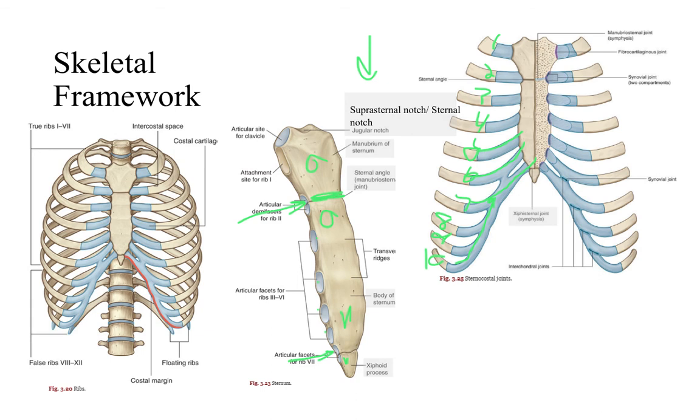And why they're called false ribs instead of true ribs, which are for the first 7. The first 7 are true ribs because they're directly attached to the sternum through their own cartilage, and since 8, 9, and 10 are not, we call them false ribs.